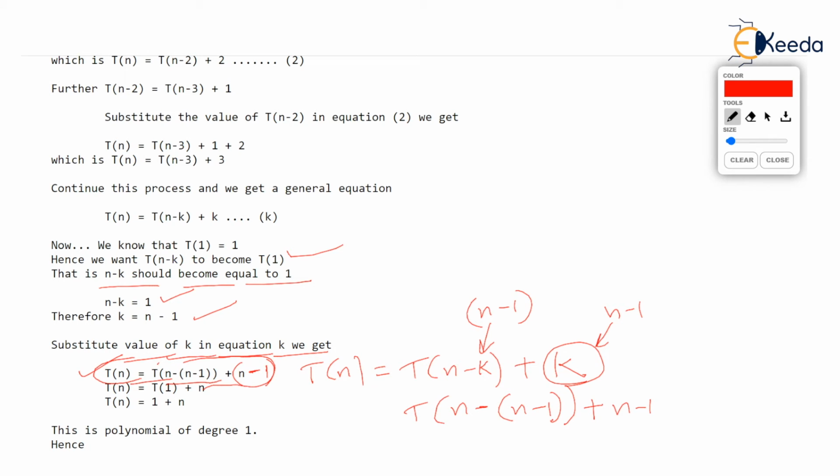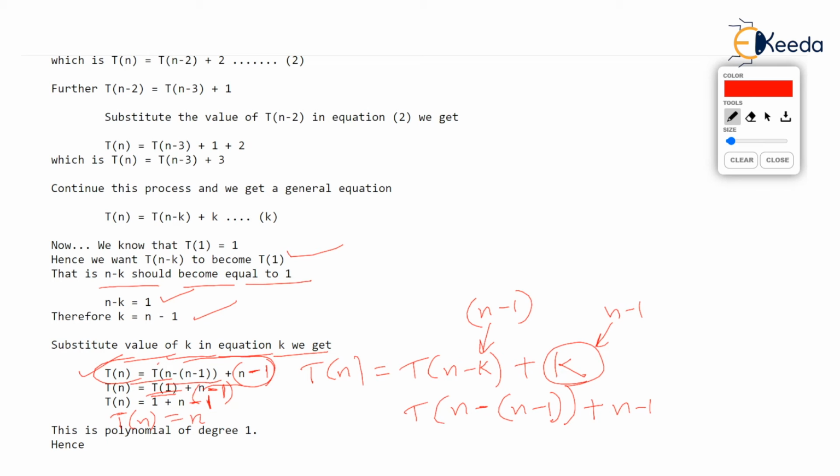But then what happens to this term? N minus (n minus 1) simply becomes 1, so it is T1. N and minus n get cancelled. So T1 plus n minus 1. Oh, how I forgot this n minus 1, because k was n minus 1. But we know that T1 is simply 1, and what remains is n minus 1. So Tn becomes equal to n.